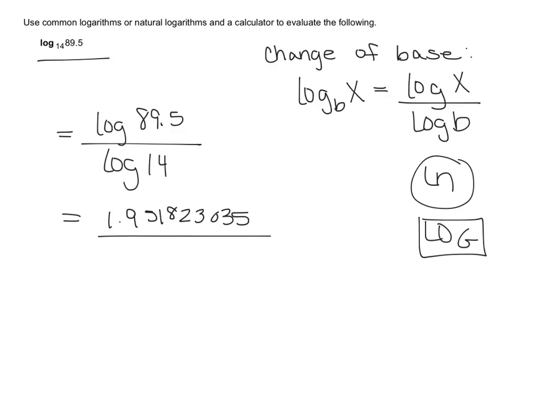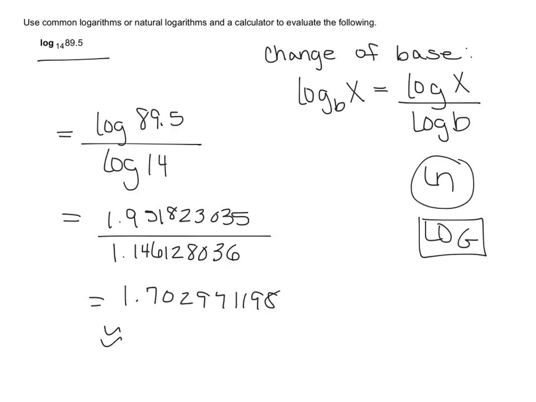Next, I'm going to take the log of 14. So I'll push the LOG button on my calculator, then type in 14 and push equals. When I do that, I get a decimal of 1.146128036. Next, we'll take those two decimal values and divide them by each other to get a decimal of 1.702971198. And I'm going to round this to 4 decimal places. So my approximate answer is 1.7030.